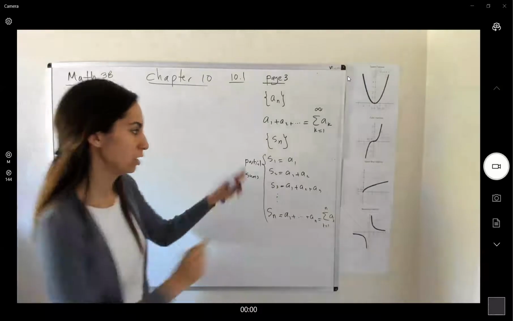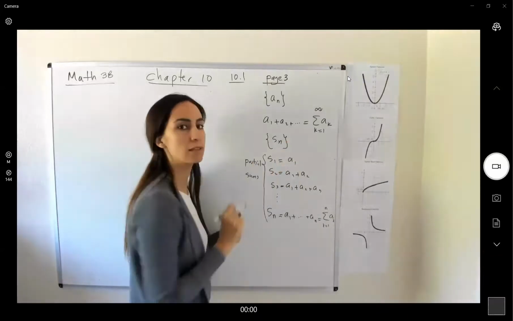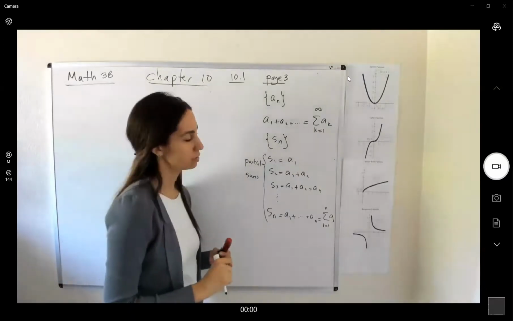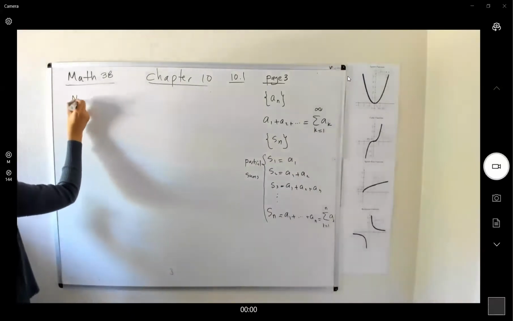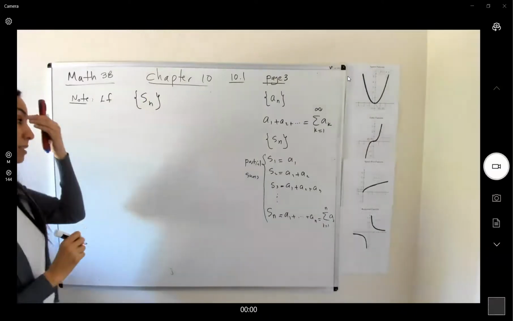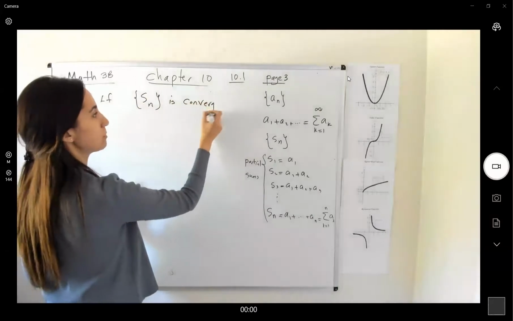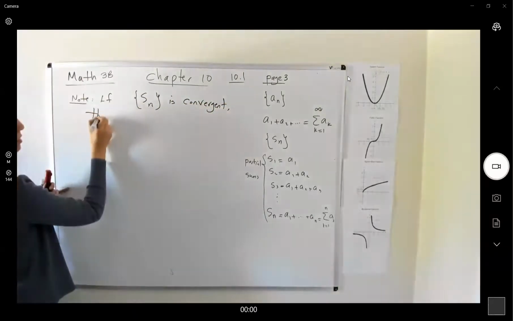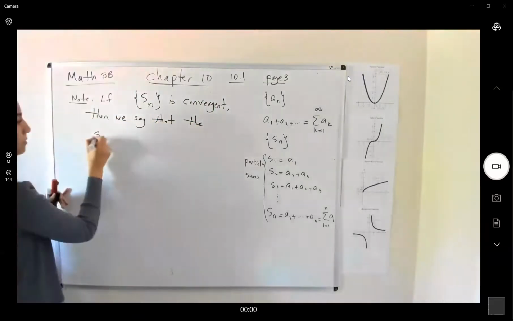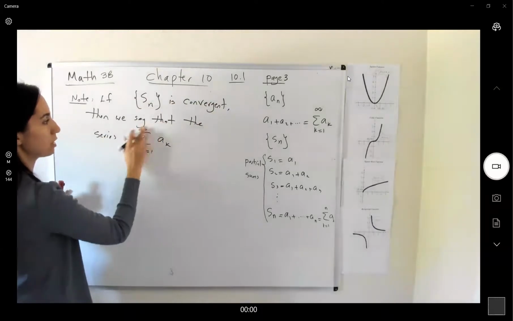So if you take each of these and form a sequence, if this sequence is convergent, you say that your series is a convergent series. So note, if the sequence S sub n of partial sums is convergent, then we say that the series, the sum of a sub k, k from 1 to infinity, is convergent.